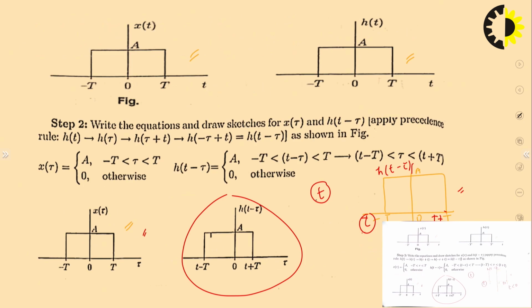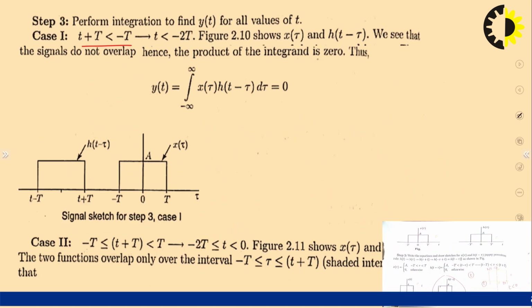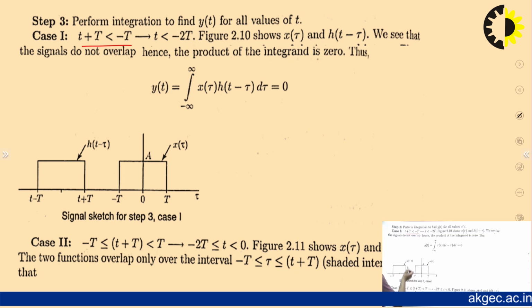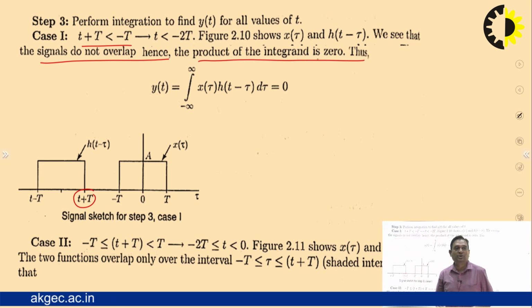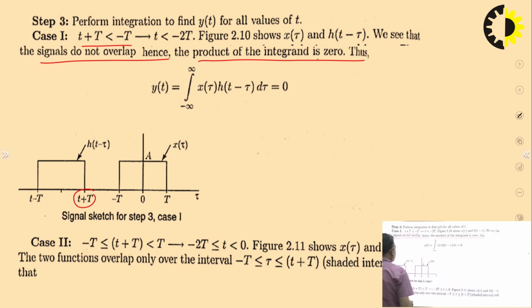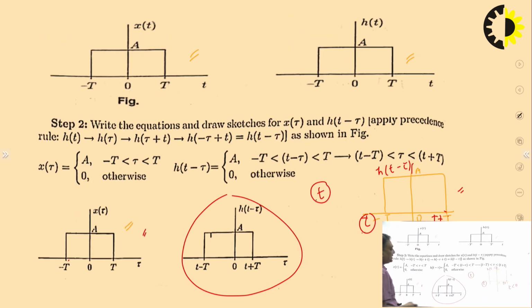In this case, what happened? This t plus T will be on the left side of the point minus T. So in this case the signals do not overlap, because t plus T is less than minus T. Because there is no overlap, the product of the integrand is 0. So the value of y of t, the integral of x of tau times h of t minus tau d tau, will become 0 for this condition of t.